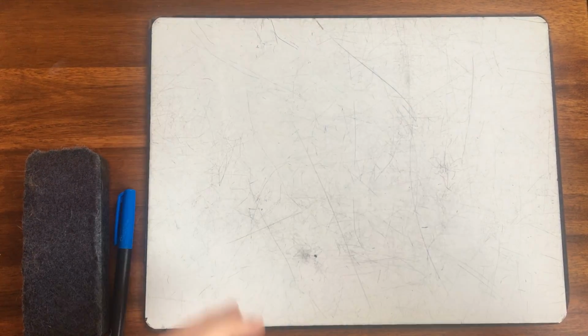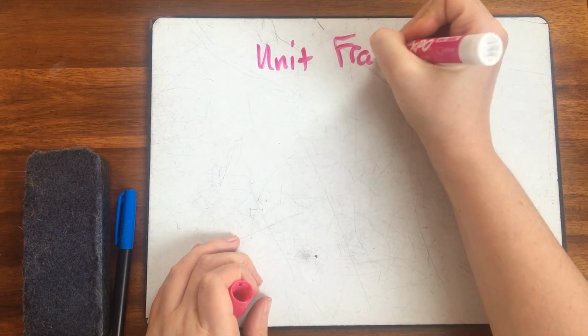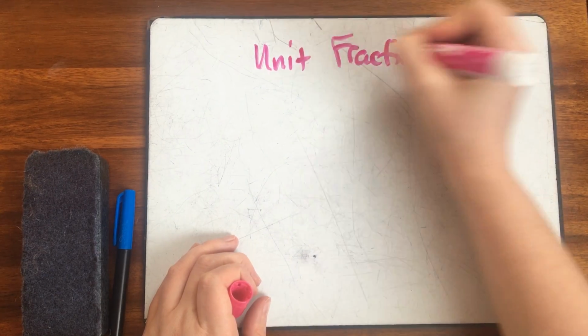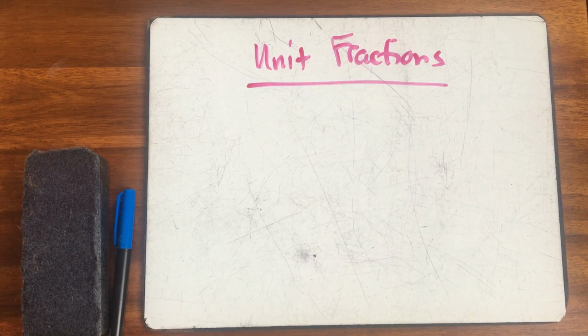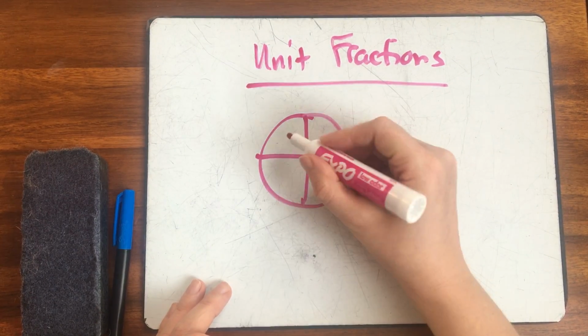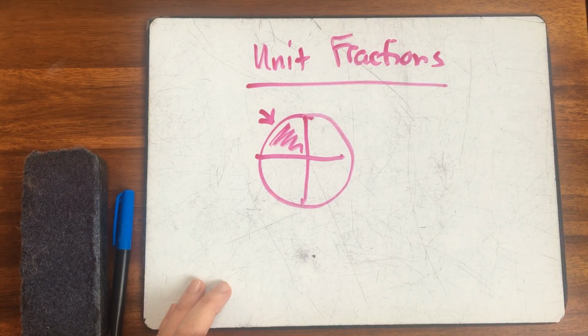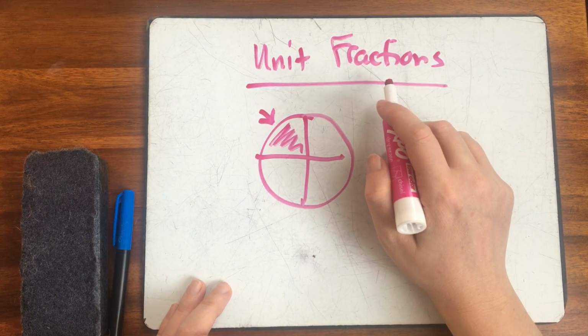All right, today we are going to talk about unit fractions. Unit fractions describe one part of a shape that's been cut into pieces. So if I have a circle and I cut it into 4 pieces, this is one part. And we have a name for that one part, which is the unit fraction.